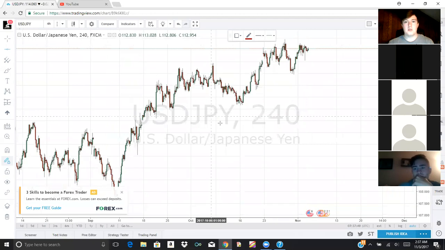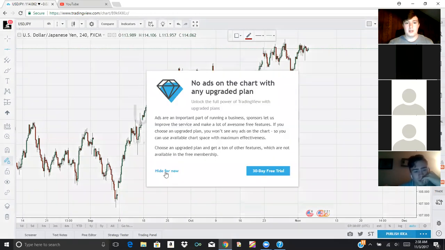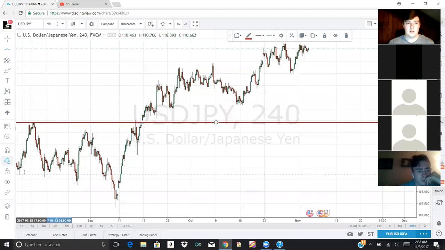Okay. So basically what a 4-hour means is that every candle represents 4 hours worth of movement, right? If I went to a 1 hour, every candle would represent 1 hour worth of movement. If I went to a 30-minute, every candle would represent 30 minutes worth of movement. So how you mark up support and resistance is pretty simple. Find the ceiling and the floor, right? So here's a ceiling, right? Here's a floor.